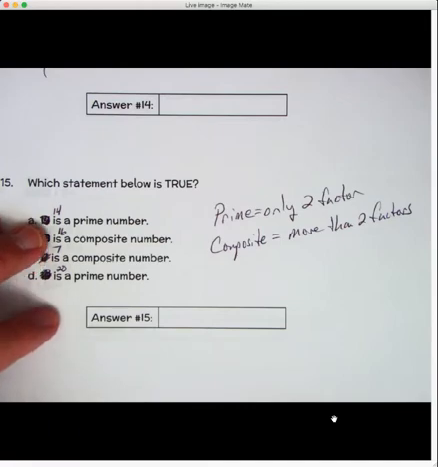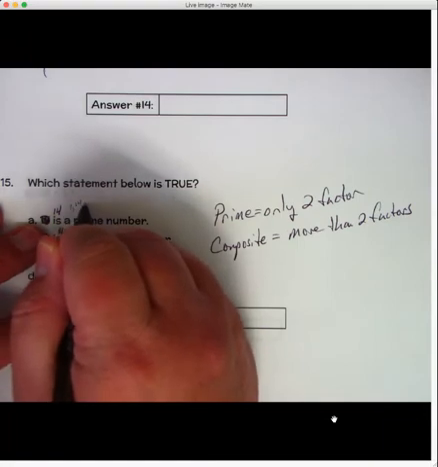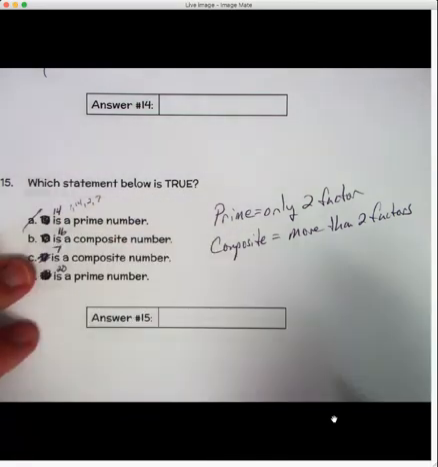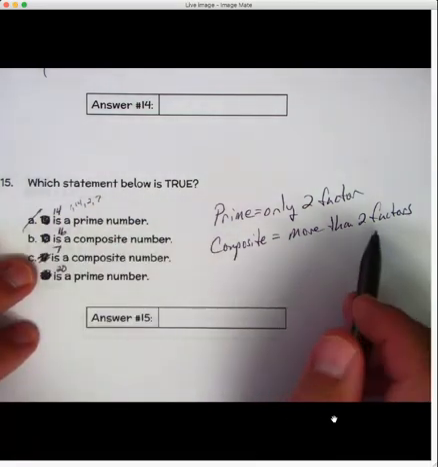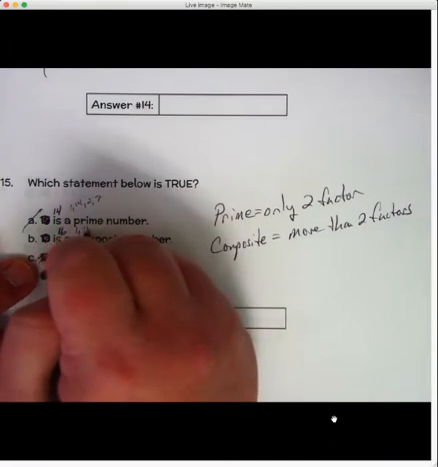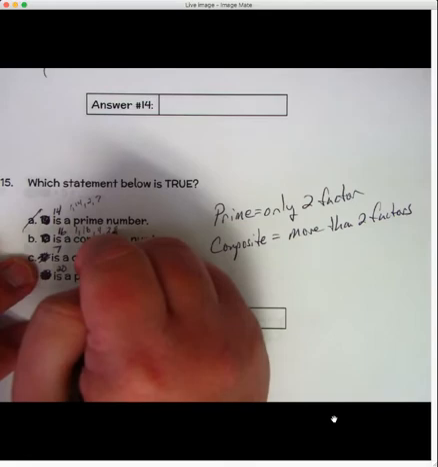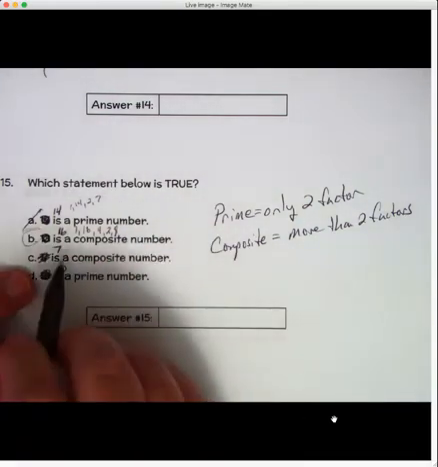Is 14 only 1 times 14 to get it? No, I can do 1 times 14. I can do 2 times 7. So that is not a prime number. So it's not A. 16 is a composite number, more than two factors. So I can do 1 and 16, 4 times 4, and I can do 2 times 8. So definitely it has more than two factors. So I'm thinking it's going to be B, but let's check.